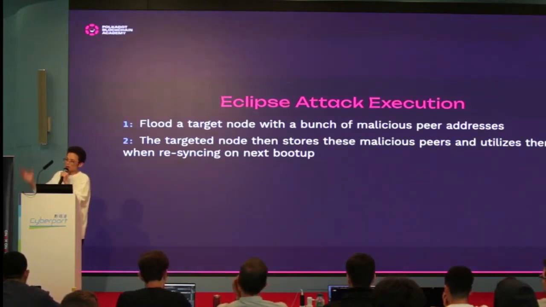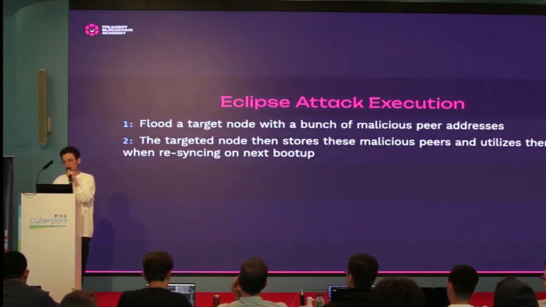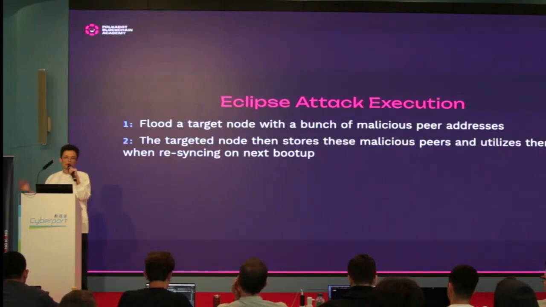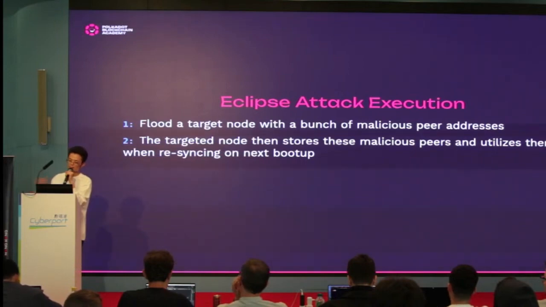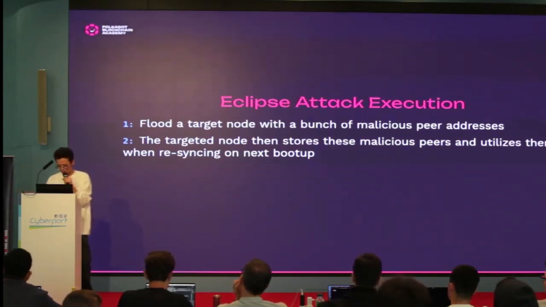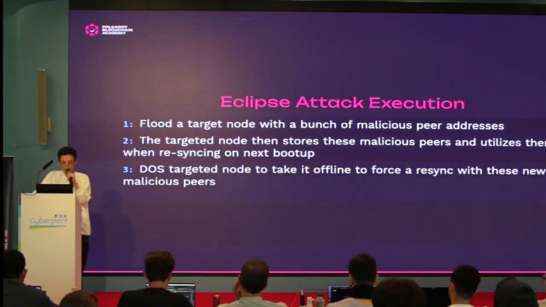So it means when Alice was connected to Bob, Emma, Cindy, and whenever Alice has a new request, for example, Alice has found a new valid block, or Alice would like to synchronize the current blockchain, Bob, Emma, and Cindy can always collaborate. I mean, they are from the same stakeholder or the same attacker. So they can mimic some fake messages and send such messages to Alice. So in this way, Alice will be synchronizing some wrong blocks. And the attacker can DoS targeted nodes to take them offline to force a resynchronization with these new malicious peers.